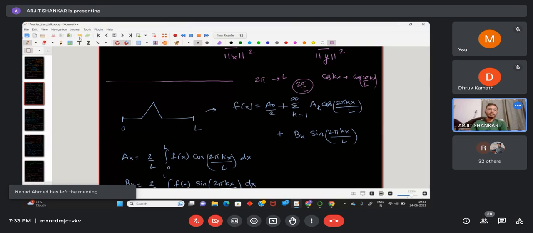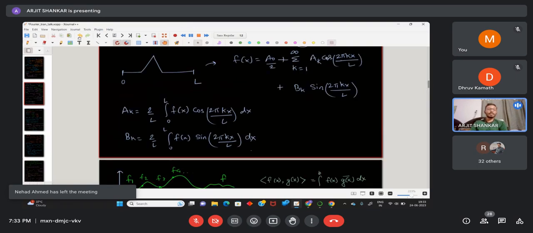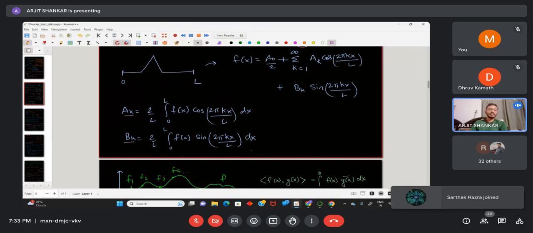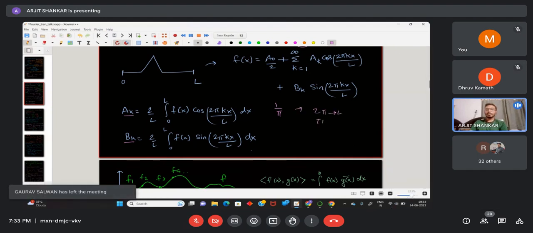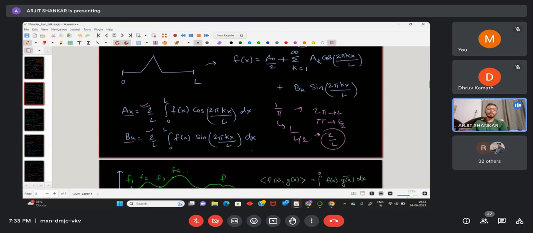And here a naught by 2 is the same. And when you are finding out the Fourier coefficients, ak and bk, these are called Fourier coefficients. Here it was 1 over pi, right? Now instead of pi, 2 pi is going to L. So pi will go to L over 2, right? So simply 1 over pi will become 1 upon L over 2, which is nothing but 2 over L. That's why this 2 over L term is coming here instead of 1 over pi. And here it became 0 to L. That's it. So it's just scaling. If you are taking from minus L to L, you will have to change it accordingly. That's it.